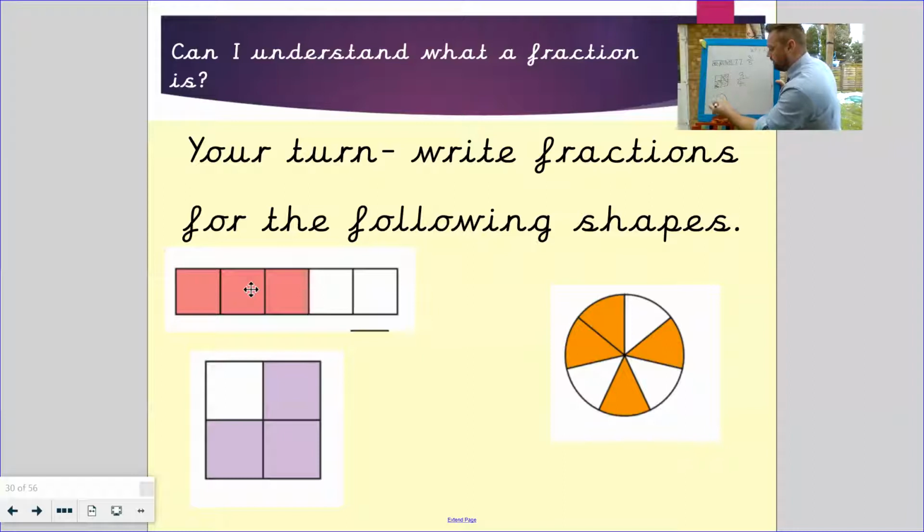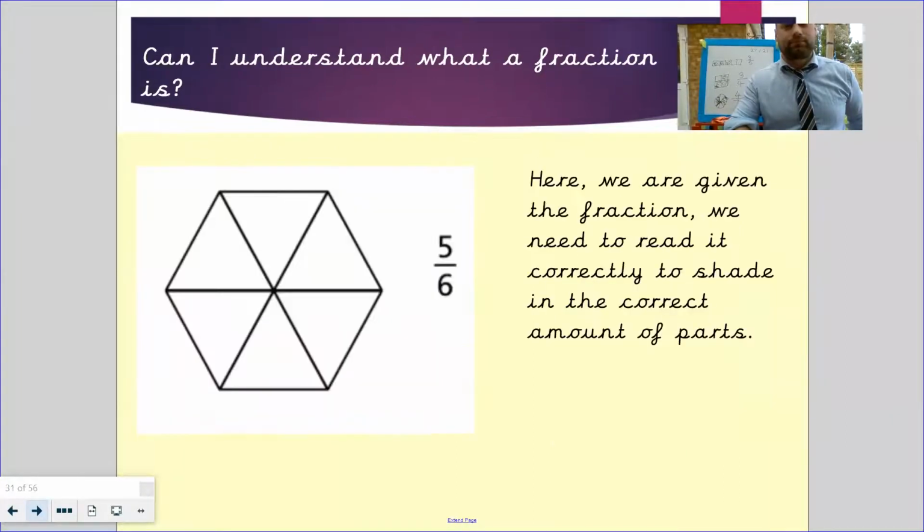a bit tricky, this one, but there we go. Give it a go. 1, 2, 3, 4, 5, 6, 7. Well, mine's not the best, but there we go. So you're going to shade it in. 1, 2, 3, and 4. So in total, when you count it up, there are 7 parts, and 4 are shaded in. So as a fraction, that's 4/7. Well done if you got them correct.